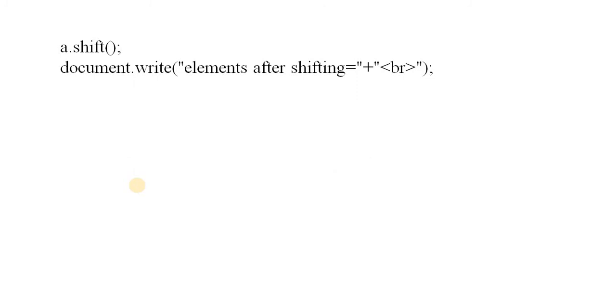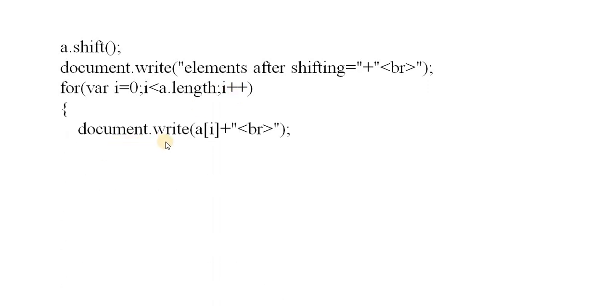And after that, I am printing elements after shifting by using the write method. The shift method is used to remove the first element from an array. Here I am taking a for loop, variable i is equal to 0, i is less than a.length, and i++. In that I am printing document.write(a[i]), each and every element of an array by using the write method. Close that for loop, close the script tag, close the body tag, and close the HTML tag.